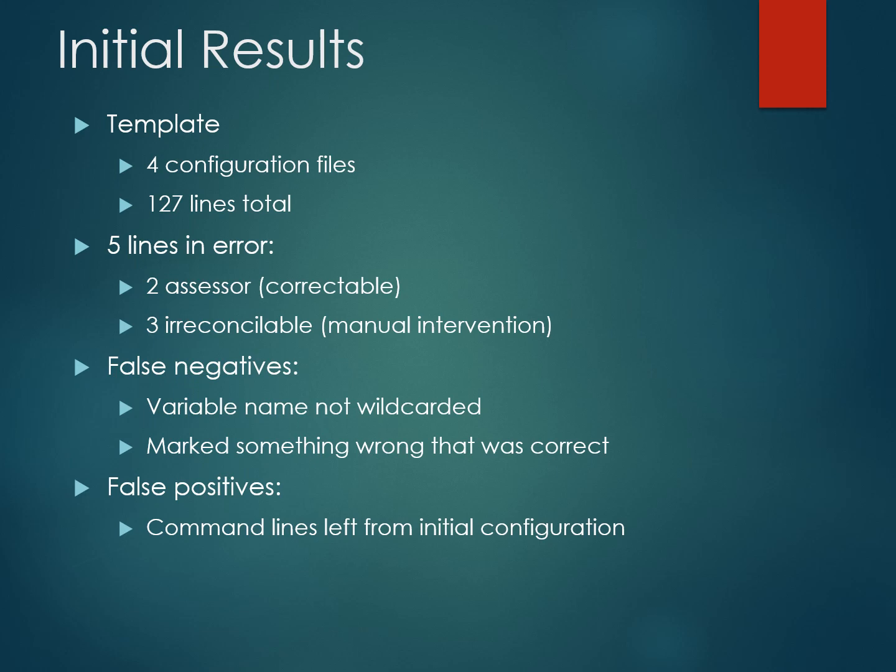We found that they were due to either false negatives, where a variable name was not wildcarded, which was easily fixed, so the application marked something wrong that was correct, or false positives, where command lines had been left from the initial configuration, and again that was easily fixed. So there were very few errors from 127 lines in total. Even after we'd taken out human error, there were just 3, so a very low incidence of false negatives or false positives in the results.